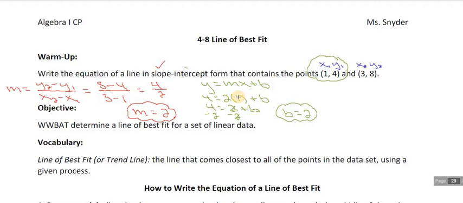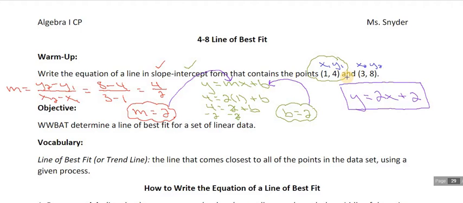So I have my slope, I now have my y-intercept, so I can plug in 2 for m, 2 for b, and then I have my equation of the line in slope-intercept form that contains these two ordered pairs. So my answer then is y equals mx, so 2x plus b, which is also 2. Okay, so a very, very good problem for the warm-up there, specific to today's lesson.